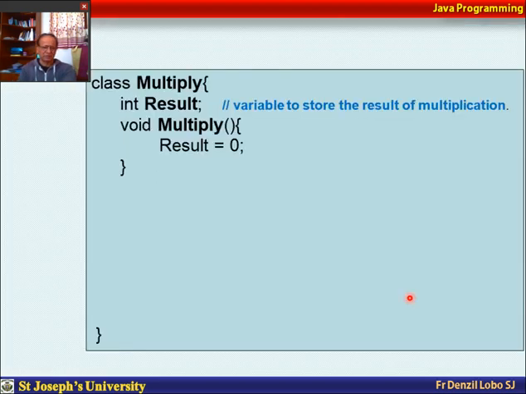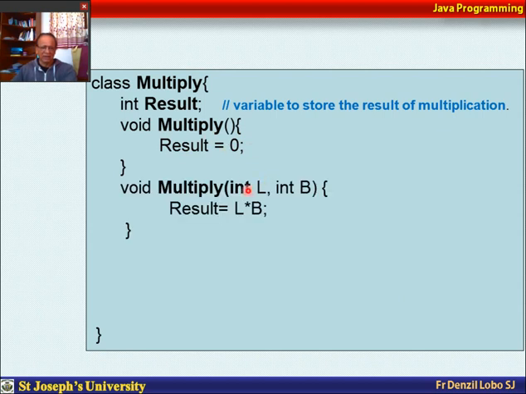We'll take one more example of multiplication. Again, Multiply. So this is the constructor with no arguments. So I assign 0 to result. Then I multiply L into B, two integers. I find the result. After multiplying, this result will contain the product of these two, L and B.